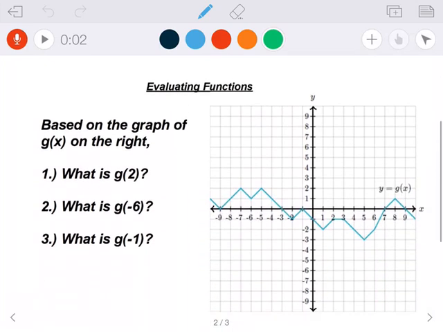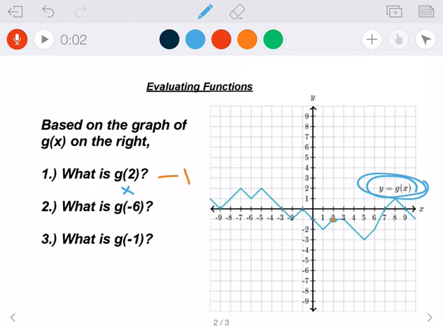In continuing to talk about evaluating functions, we can also use this concept to evaluate functions from a graph. In doing so, you're just considering that the value in parentheses is the x-coordinate, and you're looking for what is the output, meaning what is the y. So for example here, for number 1, it says what is g of 2? So that means go to graph g. When x is 2, what is y? Well, x is 2 right there. The y value there is negative 1.